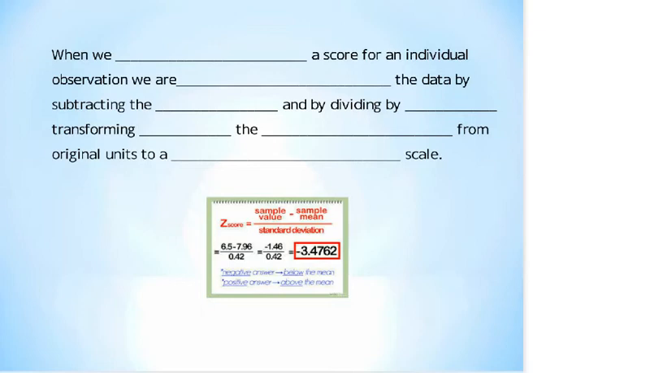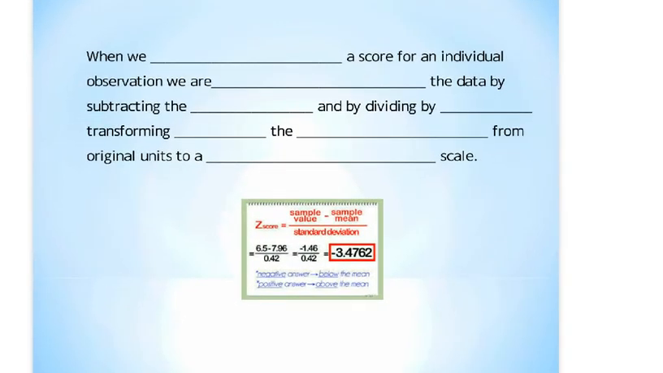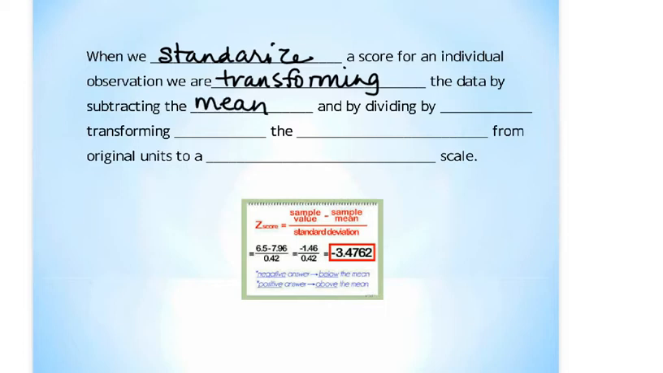So when we standardize our score for an individual observation, then what we're doing is we are transforming the data by subtracting the mean and dividing by the standard deviation. You know what that is.